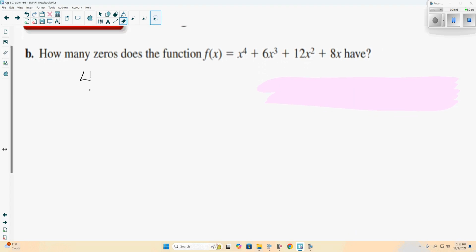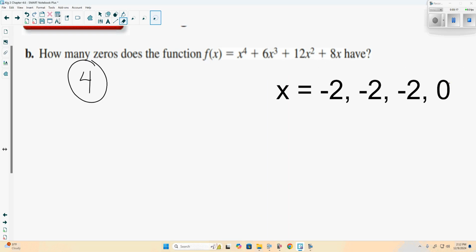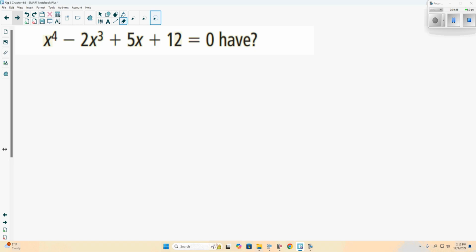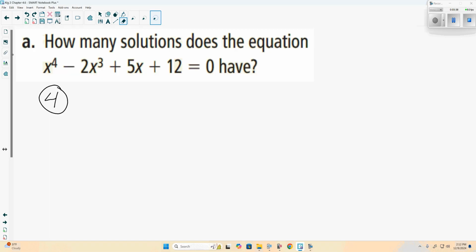4. Because the degree is 4. Interestingly enough, the solutions are negative 2, negative 2, negative 2, and 0. Even though negative 2 is repeated 3 times, it is still counted 3 times, because if a solution is repeated, we count it multiple times. 4. Yeah, 4. Because the degree is 4.